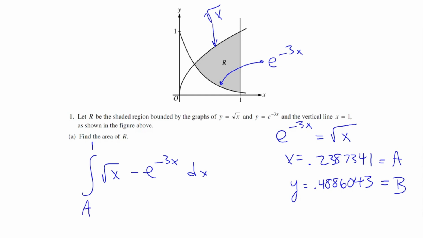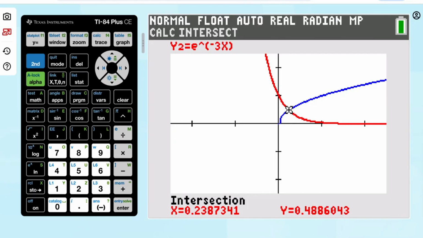And so now all we want to do is just integrate from a, as I've now called this, right? I'm going to call this value a. I'm going to call the other one b. We're just going to integrate from a to 1 of the upper minus the lower. So we'll go back to our graph.